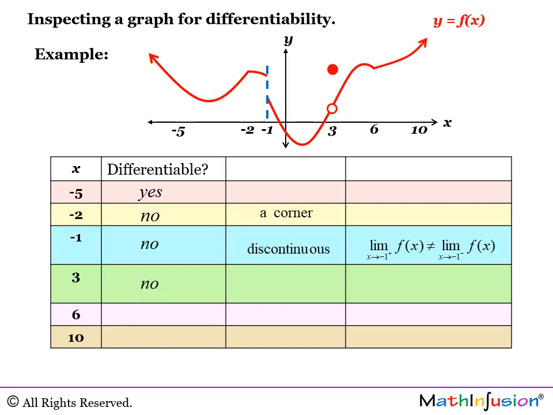At x equals 3, it's not differentiable because it's not continuous. The limit exists but is not equal to f of c. At 6, the answer is again no because we have a sharp corner. At 10, the function is differentiable because there is nothing that suggests otherwise.